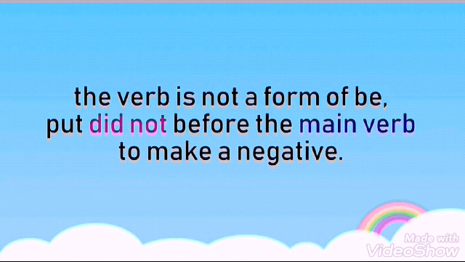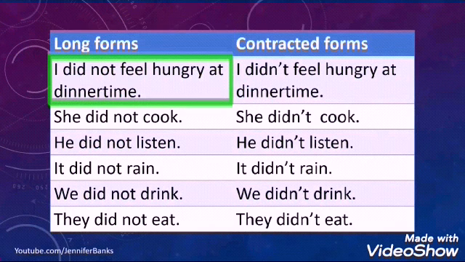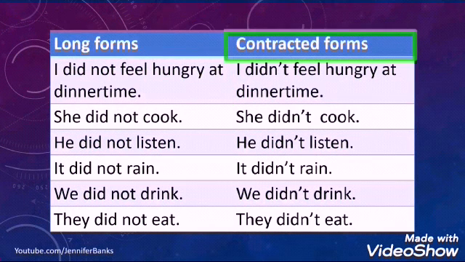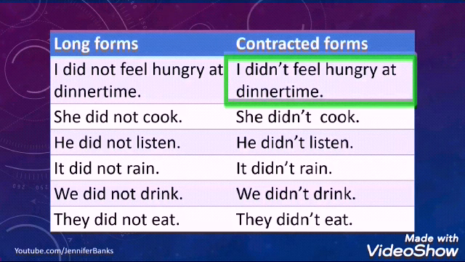If the verb is not a form of be, put did not before the main verb to make a negative. For example, the long form and the contracted form. I did not feel hungry at dinner time. The contracted form, I didn't feel hungry at dinner time.